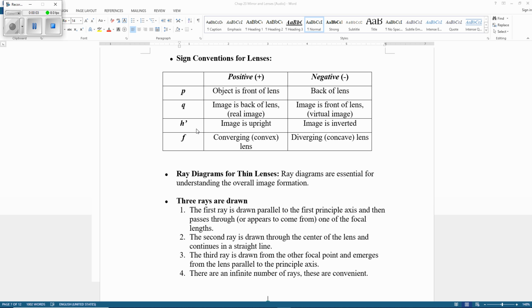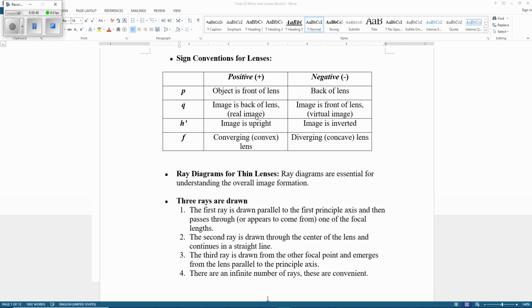Hi, we continue to discuss chapter 23, lenses. Here's an important table. Let's give a quick review. P, the object distance, is positive if it's in front of the lens, or on the left. P is negative if it's at the back of the lens, or on the right side. Now Q, the image distance, is positive if the image is at the back of the lens, or right side.